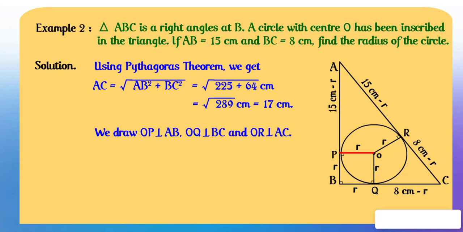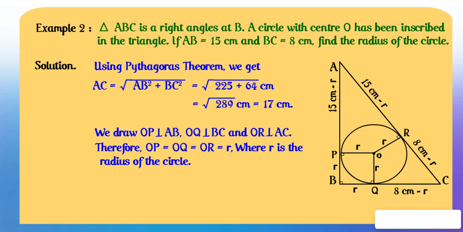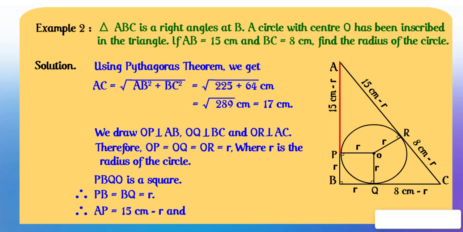We draw OP perpendicular to AB, OQ perpendicular to BC and OR perpendicular to AC. Therefore, OP is equal to OQ is equal to OR is equal to R, where R is the radius of the circle. PBQO is a square. Therefore, PB is equal to BQ is equal to R. Therefore, AP is equal to 15 cm minus R and QC is equal to 8 cm minus R.